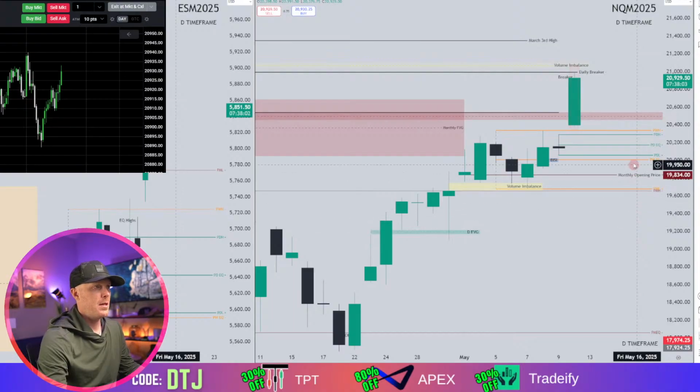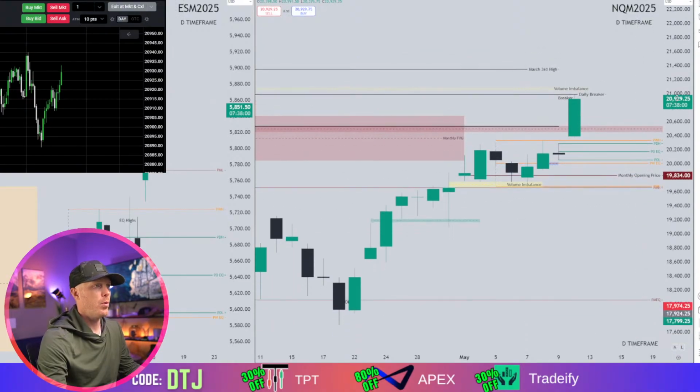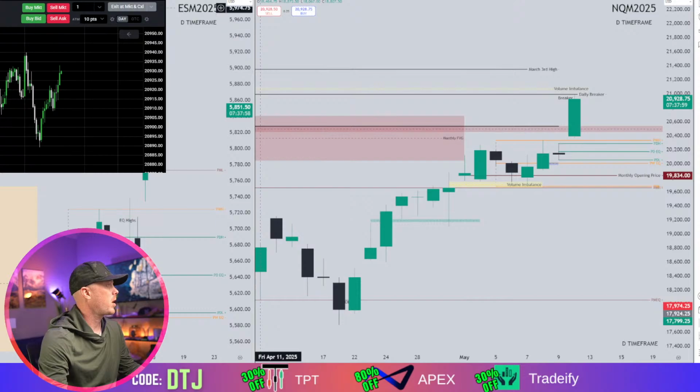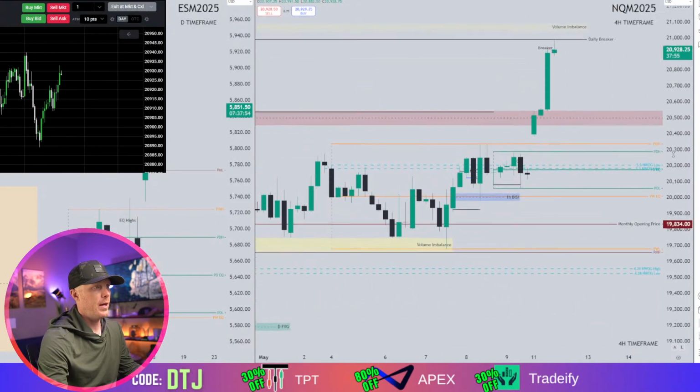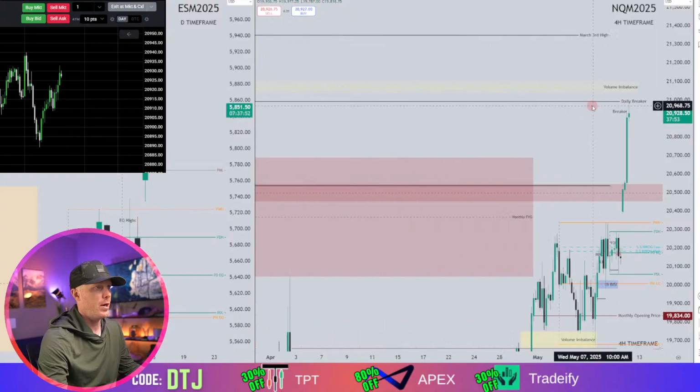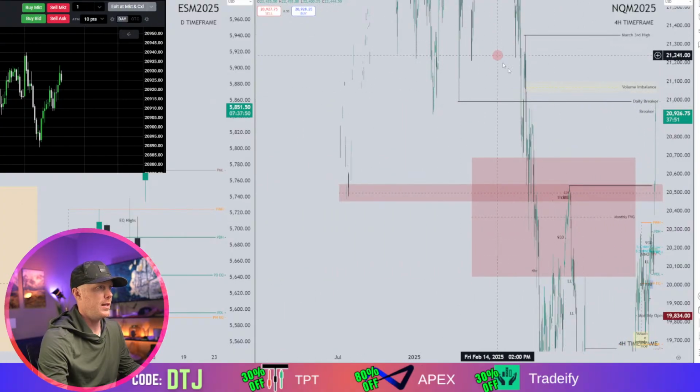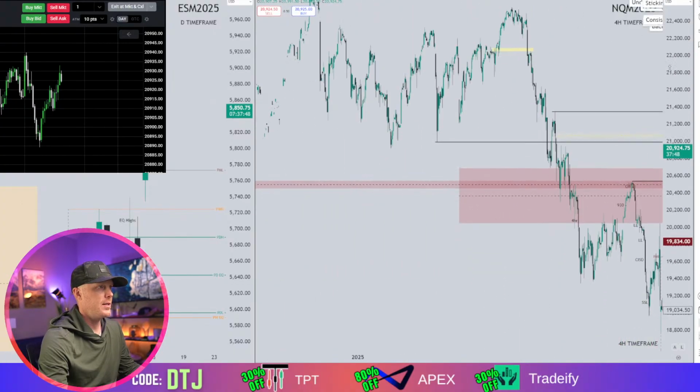So what does that mean? Where are we going to go? Well, obviously we are bullish. We are bullish. Could we see a retracement? Absolutely. But I had this daily breaker marked out here. Okay, look at that daily breaker. You can see the daily breaker right there.